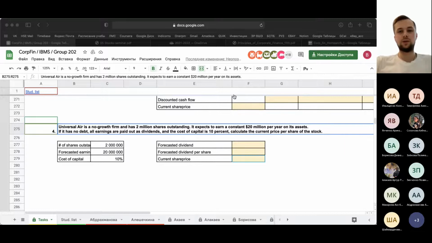Arina, I see the hand, so let's have a couple of minutes more because I see that other students are still solving. And then let's discuss. Okay.